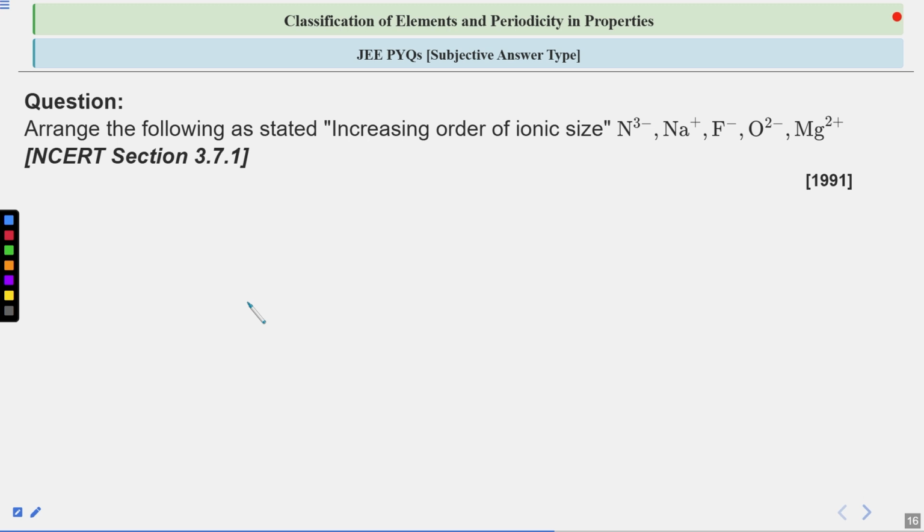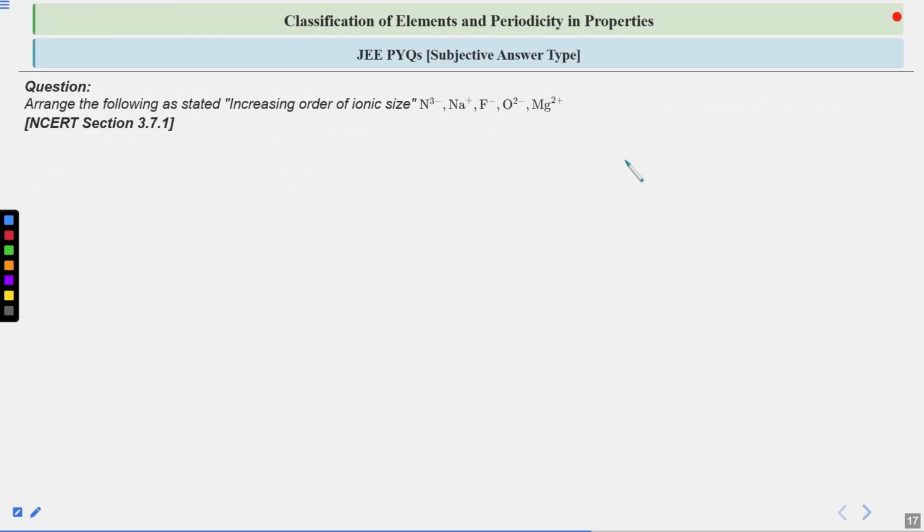Then here is our next question. Arrange the following as stated, in increasing order of ionic size. The species are N3 minus, Na plus, F minus, O2 minus, and Mg2 plus. Your time to solve this question starts now. Okay, your time is up. What will be the correct order for this? The smallest one will be Mg2 plus, then sodium plus, F minus, O2 minus, and N3 minus.